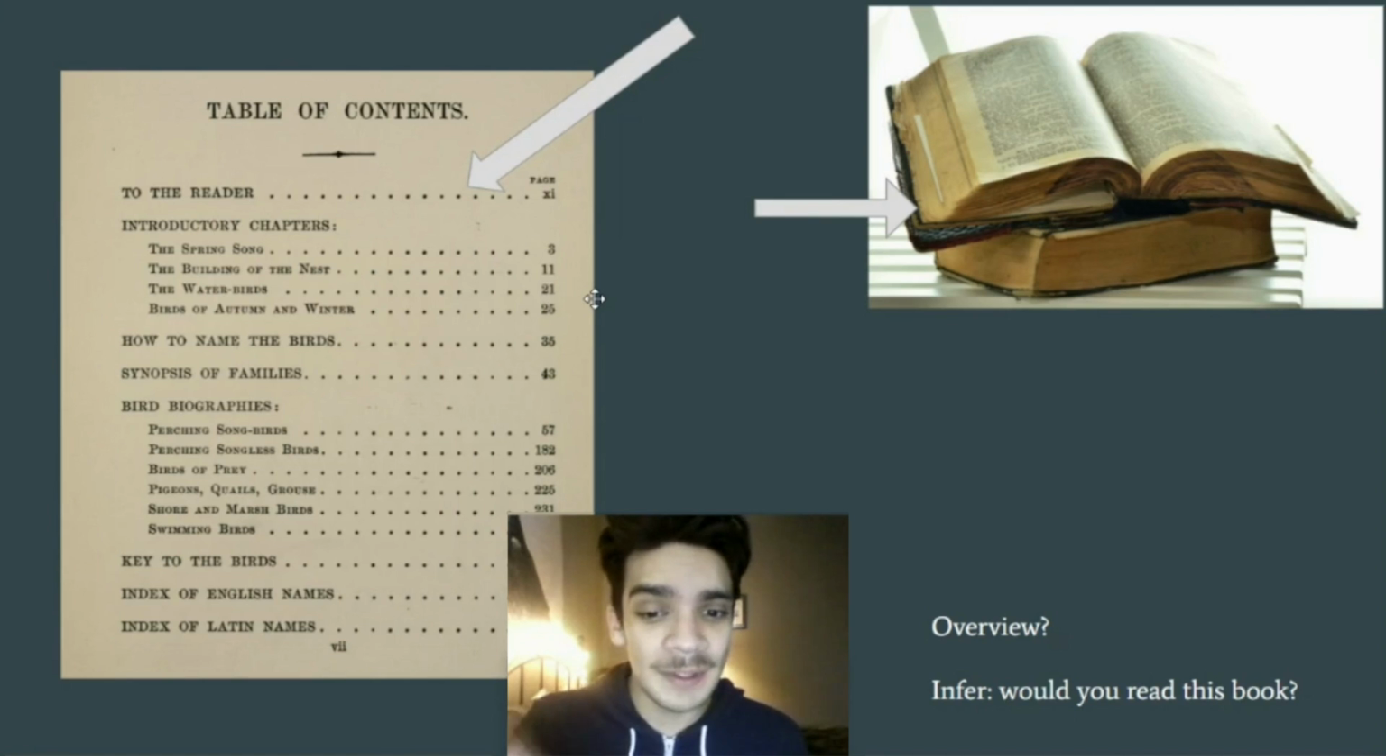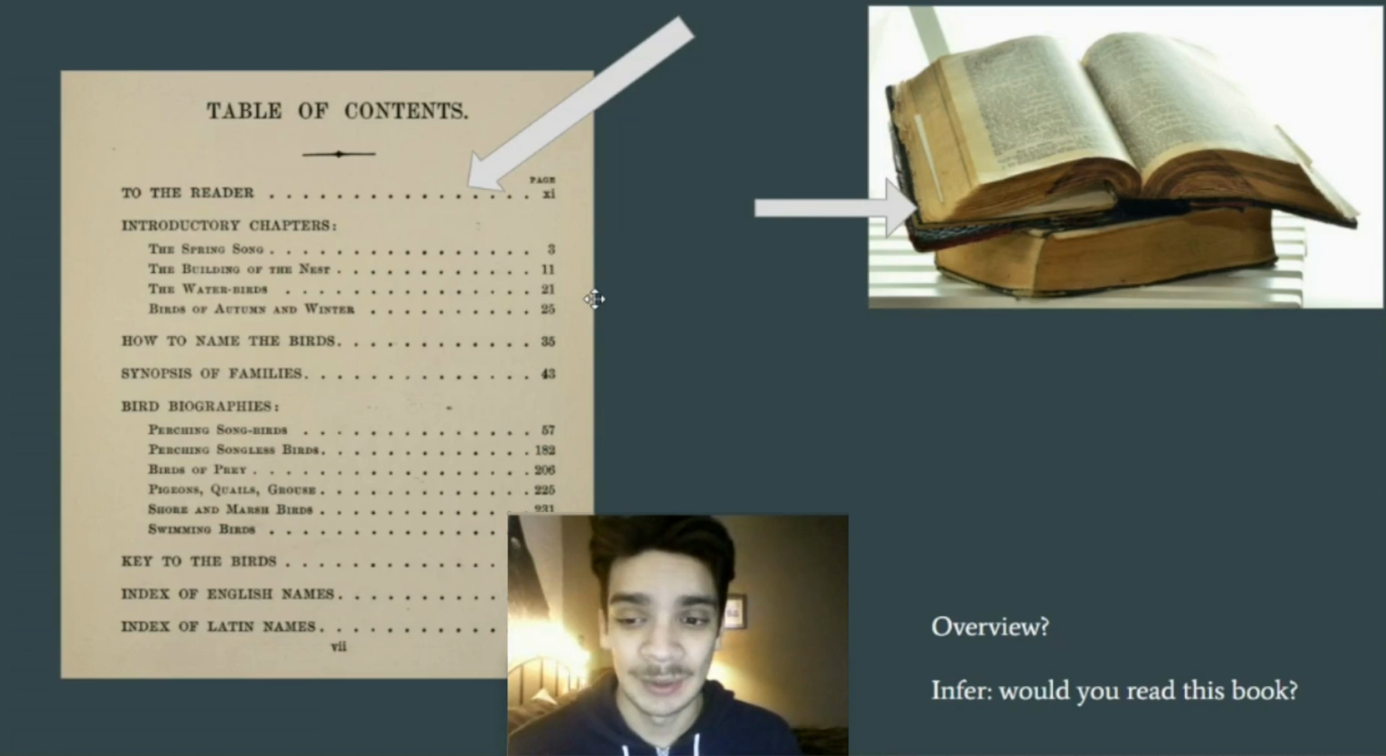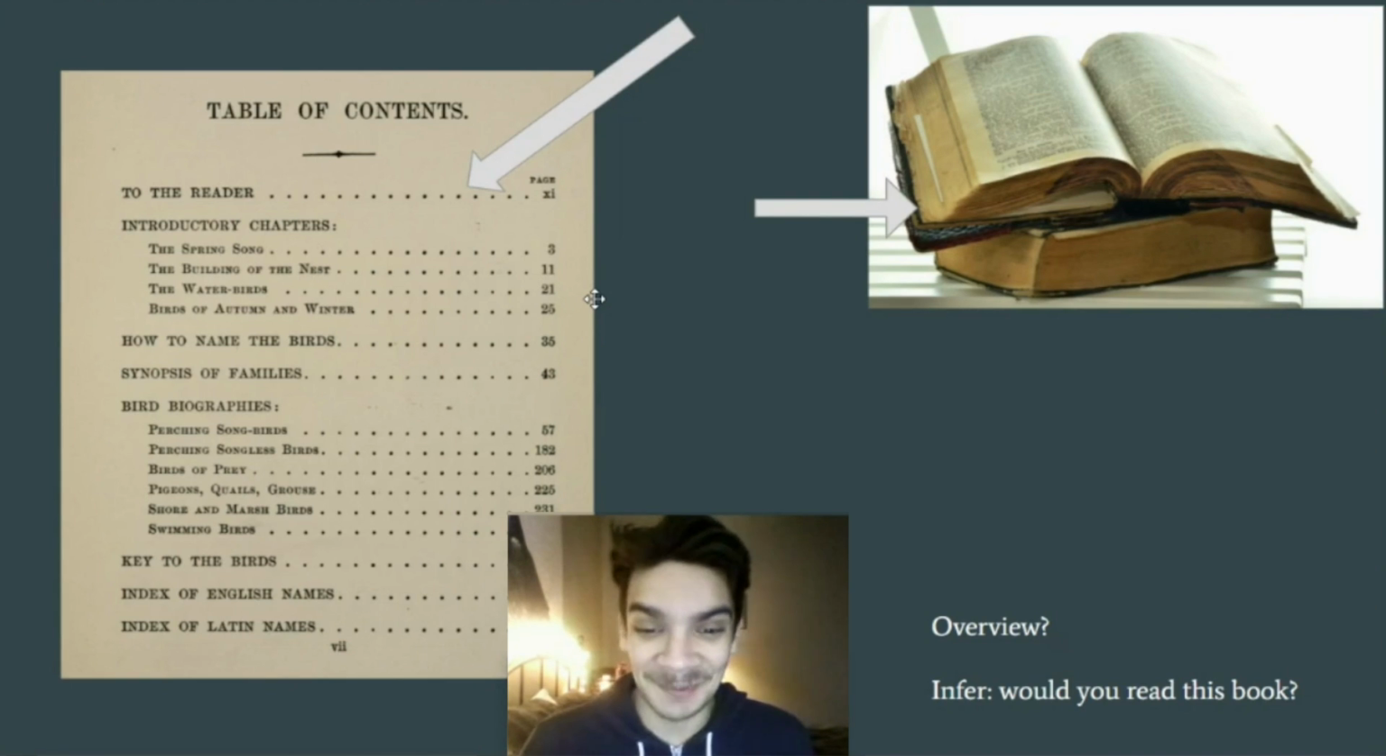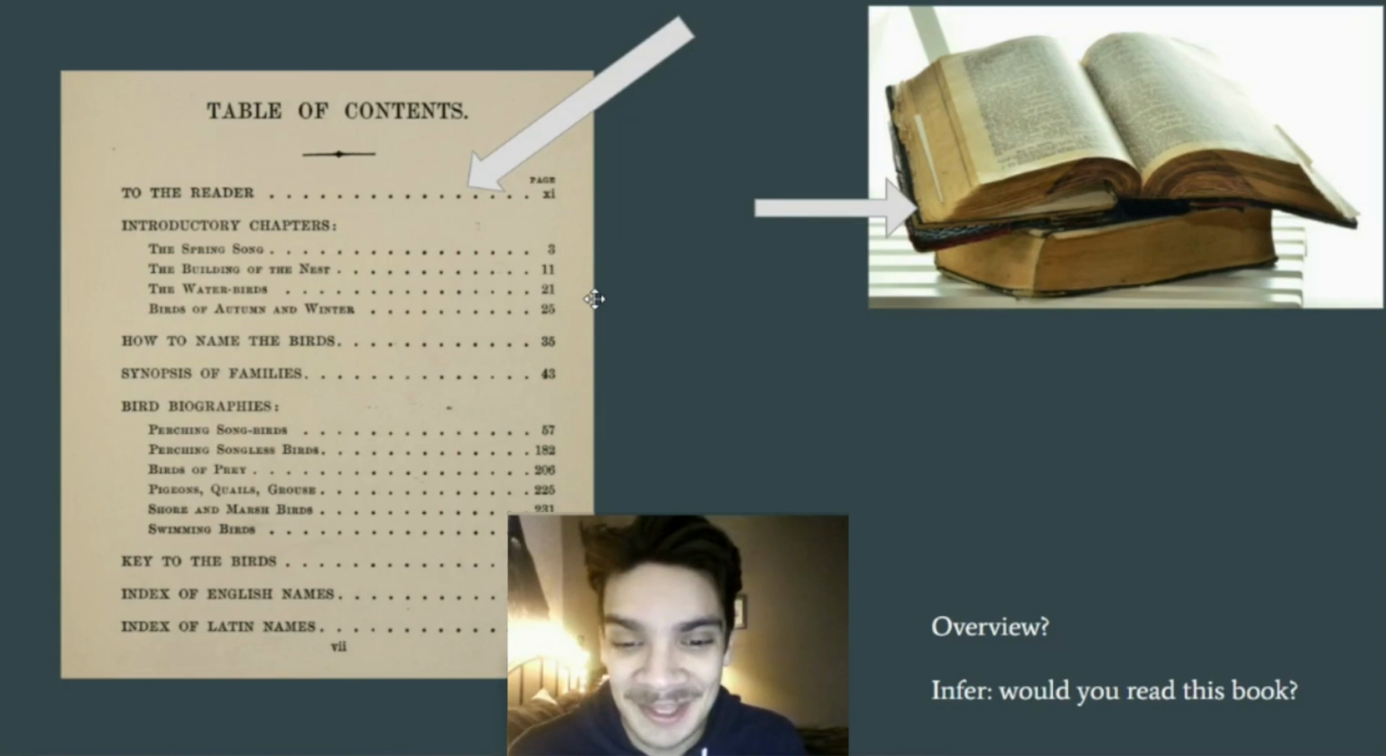So even though this talks about some basic different categories of birds and some information about them, what we get to infer, what we get to guess is, would I read this book? If I saw this in the library, would I check it out? Or if I saw this in a bookstore, would I buy it? Personally, I would. I don't know if you can tell, but I'm a big fan of birds, and this book is actually a book that I have at home.